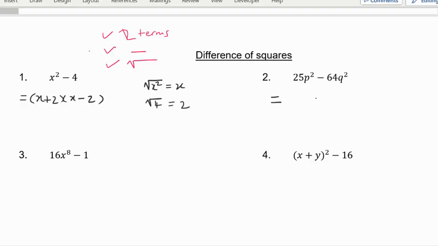Are there two terms? Yes. Are they separated by a minus? Yes. Are they both perfect squares? Yes. 25 is a perfect square, p squared is a perfect square, 64 is a perfect square, and q squared is also a perfect square.